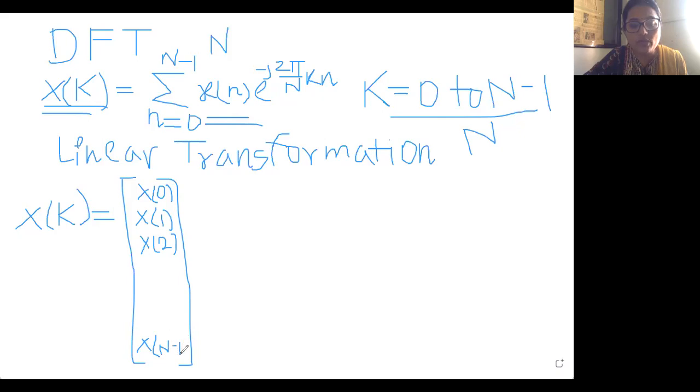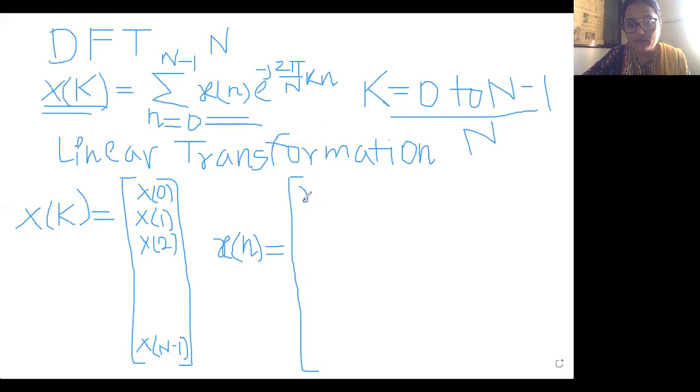This is going to be the last value because the range of k varies from 0 to n minus 1. So the total number of samples is n. And then the next is the time domain sequence. The input time domain sequence x of n again has n number of samples present in the input sequence, so we can represent the input sequence also by using n number of samples.